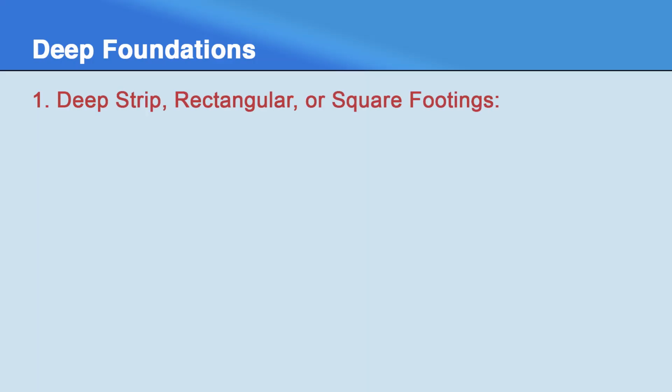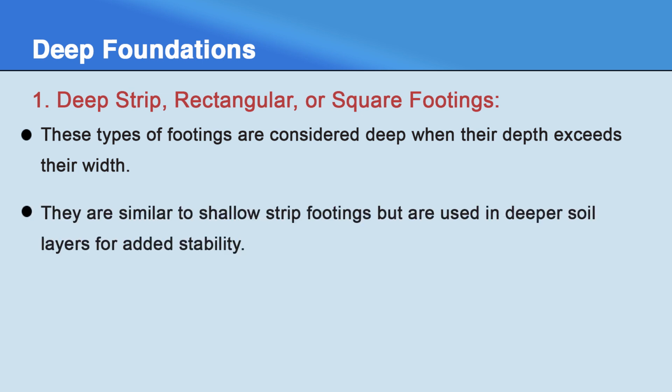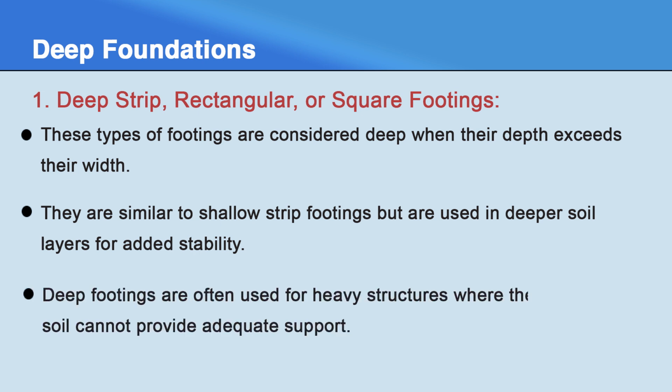First is deep strip, rectangular or square footing. These types of footings are considered deep when their depth increases or exceeds their width. They are similar to the shallow strip footings but are used in deeper soil layers for added stability. Deep footings are often used for heavy structures where the surface soil cannot provide adequate support.